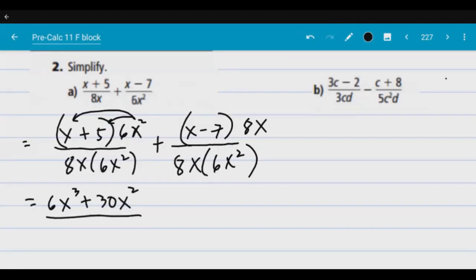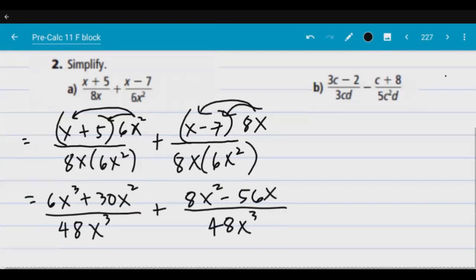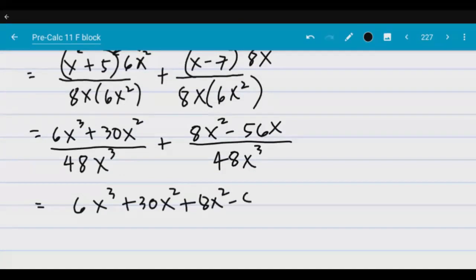We can probably multiply these two now. That would be 48x cubed plus, again, distributive property, that would be 8x squared, sorry, minus 56x over 48x cubed. Now, guys, they are having the same denominator, so we can just put them all together. 6x cubed plus 30x squared plus 8x squared minus 56x all over 48x cubed.